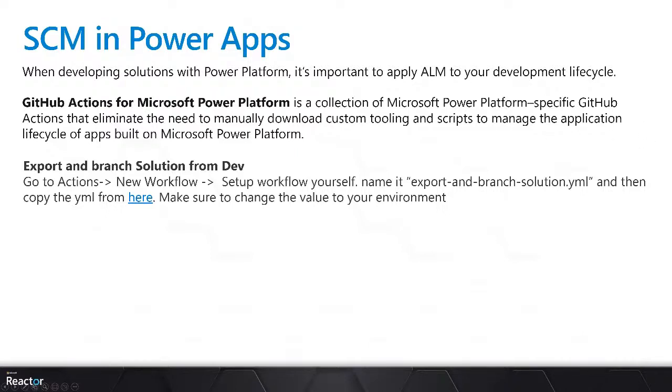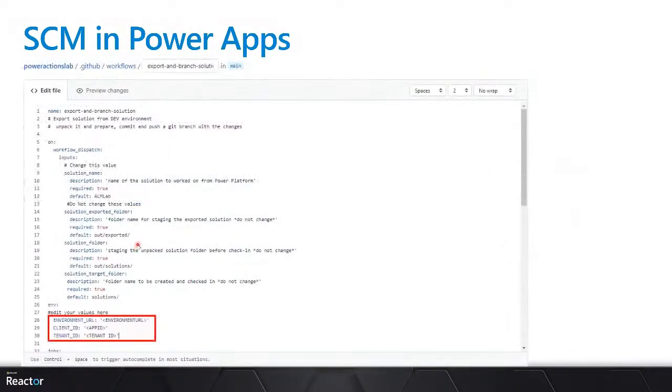When you have done that, in your GitHub environment, you can go to Actions, select New Workflow, and then copy the YAML template called Export and Branch Solution from the GitHub Action template. It's a template that you can paste. It asks you for your environment parameters: your environment URL, your client ID, the application registration in your Azure Active Directory, and the tenant ID.